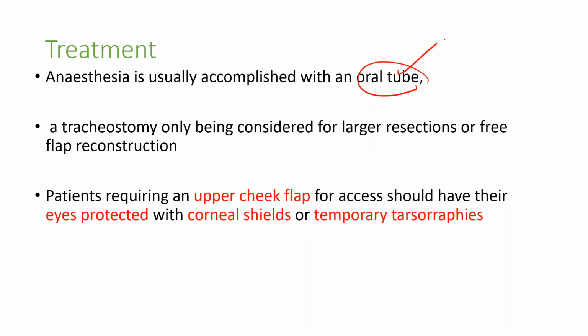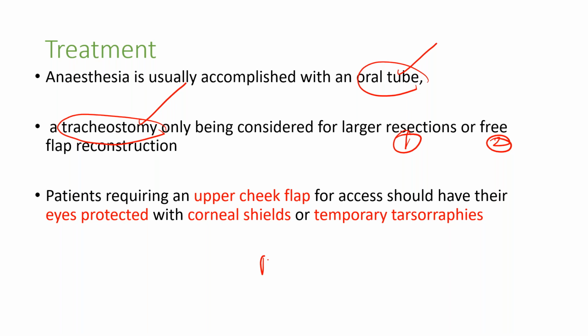Anesthesia is accomplished with an oral tube. If you want to do maxillectomy, sometimes you have to go for tracheostomy also. If the resection is larger, and if you want to put a free flap, tracheostomy is also considered.